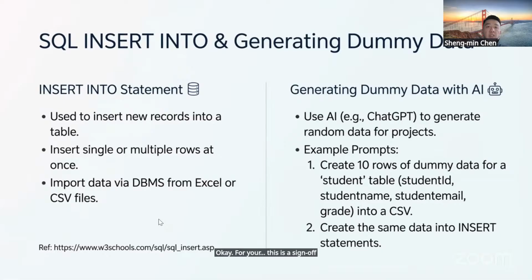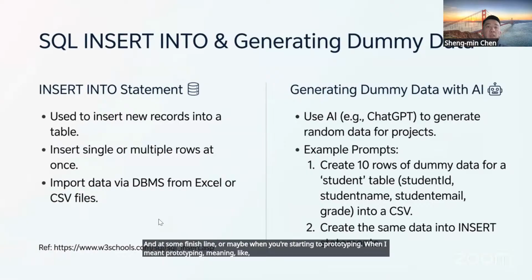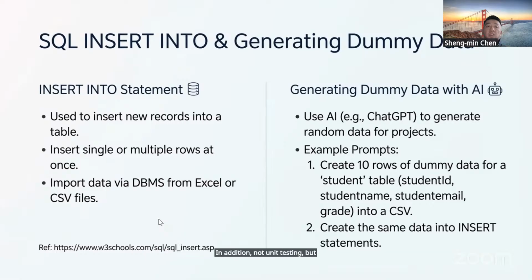this is a sign off for your project. Okay, so when you are demoing at some finish line, or maybe when you're starting prototyping, meaning building a skeleton code and then starting to run some type of integration tests or regression tests, not unit testing, but after unit testing, when you start doing these regression tests or UAT tests, you may want to have some dummy data in your table so that it will look like real data and you don't have to enter all these values from scratch from your input field or your web.